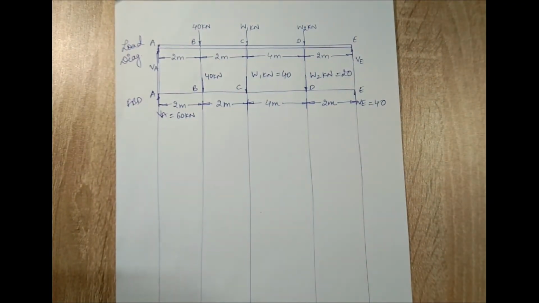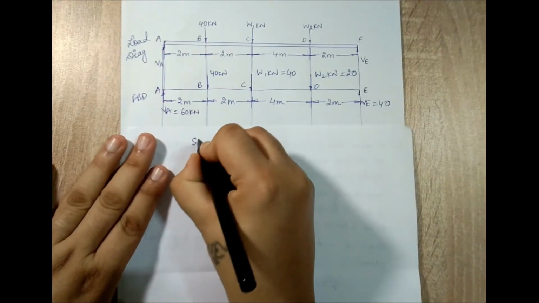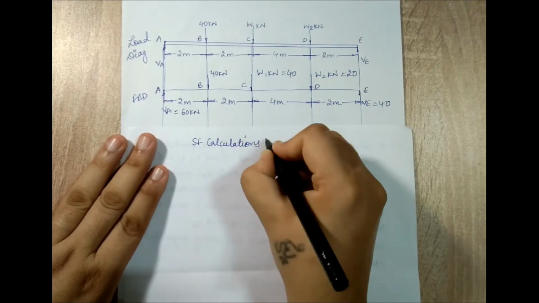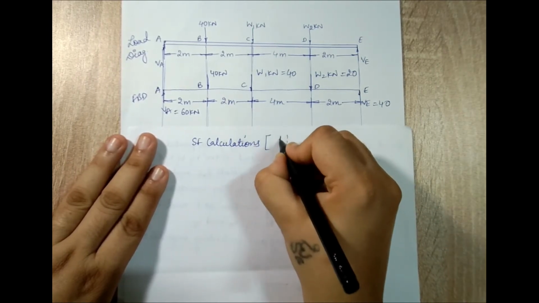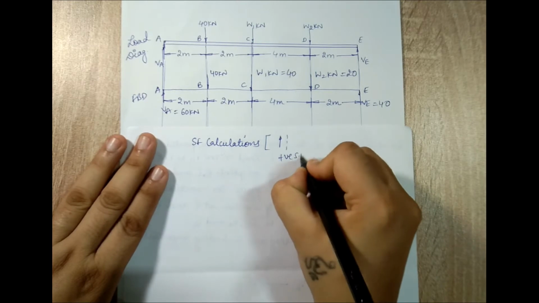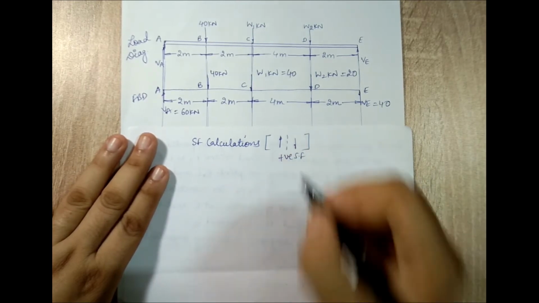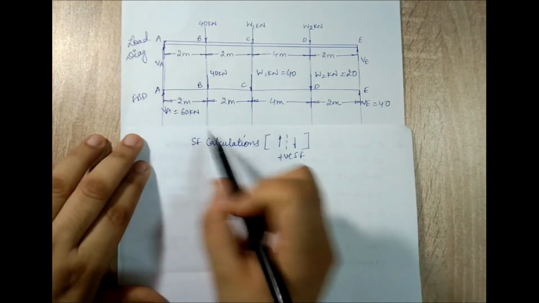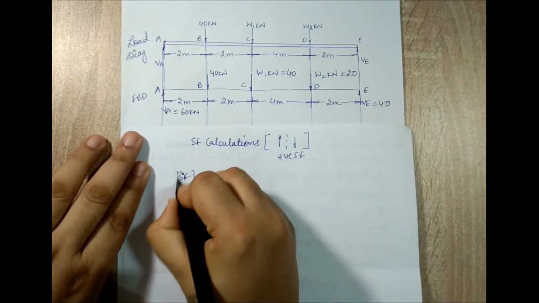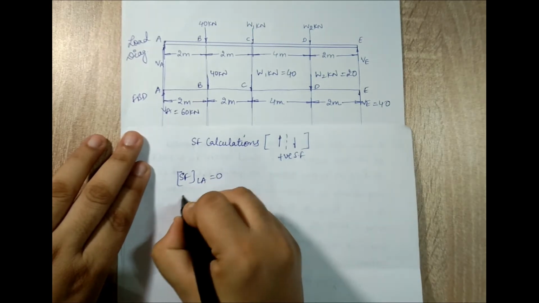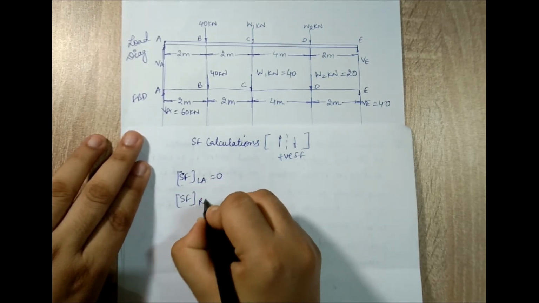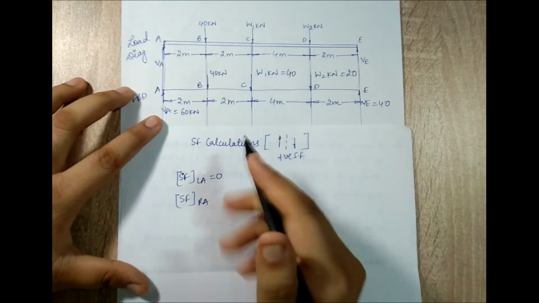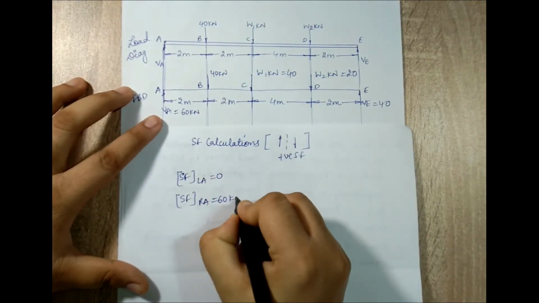Next I'll go for the SF calculation. So I'll write down SF calculations. To the left of section, any force going upward is positive shear force. This is my sign convention. So I'll start from A. When I stand at A, to the left of A there is no force. So shear force to the left of A is 0. Shear force to the right of A: when I stand here and I look to the left, I can see VA very clearly. So I'll write down it as 60 kilonewton.